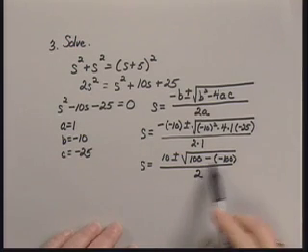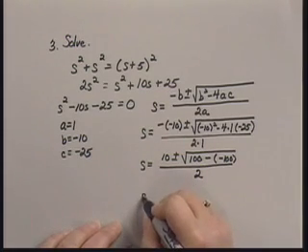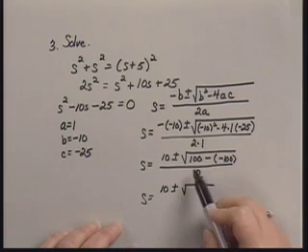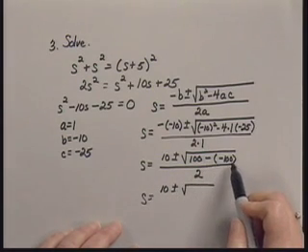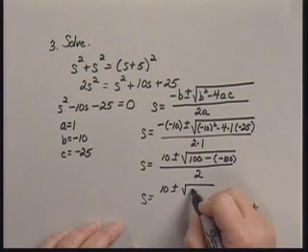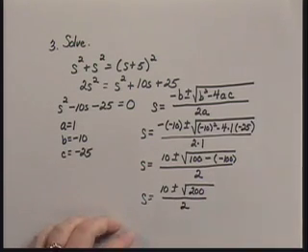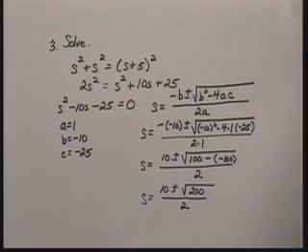Now I can simplify inside the radical sign. So I have s equals 10 plus or minus the square root of 100 minus negative 100, which is 100 plus 100, which is 200. All that over 2. Now I can simplify further because I can simplify the square root of 200. And I do that.